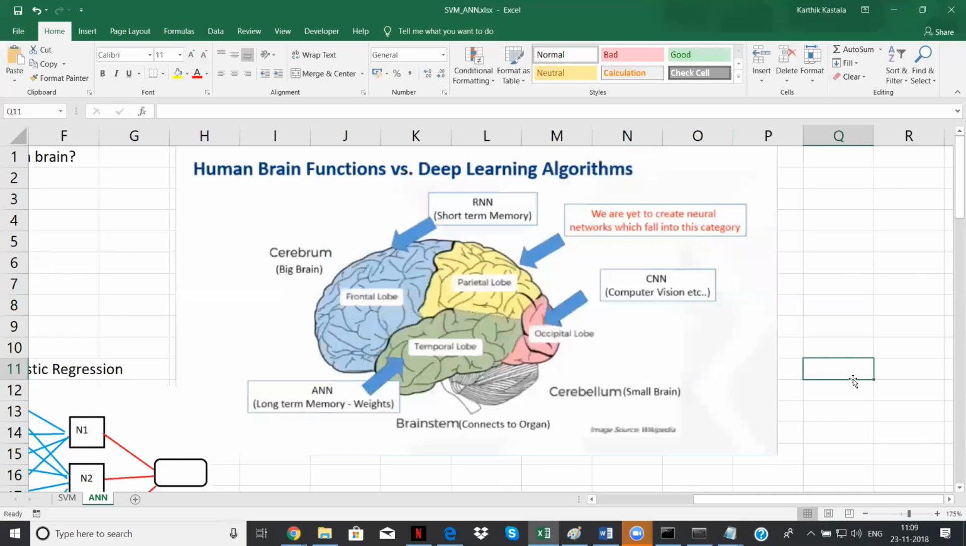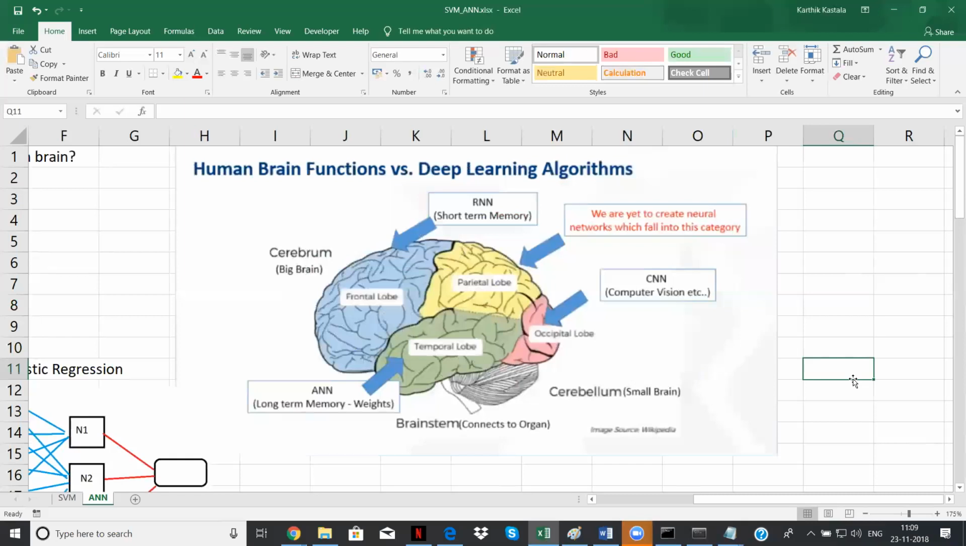RNN is an implementation of that short-term memory when your information is dynamic, right? Then comes something called long-term memory, or artificial neural networks. That is what we are about to discuss today.